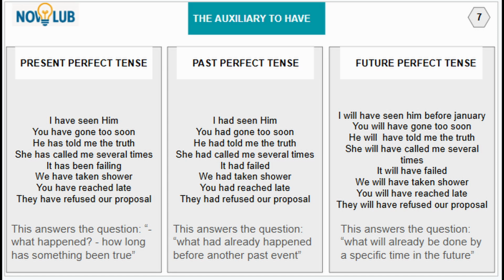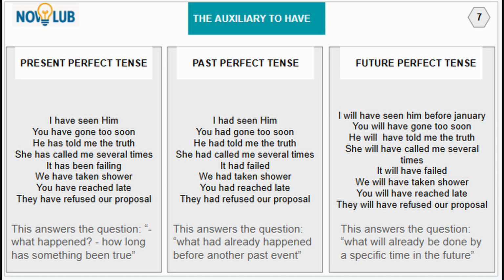I have seen. This seen is the past participle of the verb to see, because the present tense is to see, past is saw, past participle is seen. So we say, I have seen him. You have gone too soon. Gone is the past participle of the verb to go. You have gone too soon.